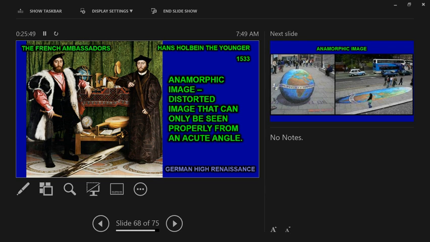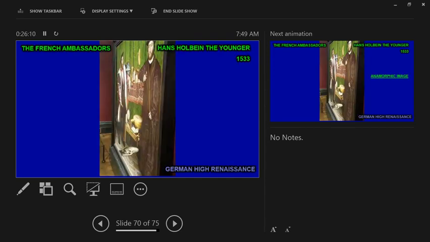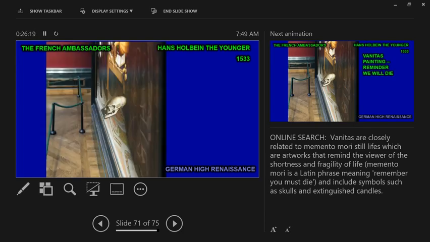You've probably seen anamorphic images online. Have you seen sidewalk art like this? All right. So when you look at it from one point of view, that looks like a spherical globe. But then when you look at it from another side, it's actually flat, proving flat earthers were correct all along. All right. I'm just kidding. So if you look at this painting from this weird angle, like from the side, we have that anamorphic image and we see this skull.